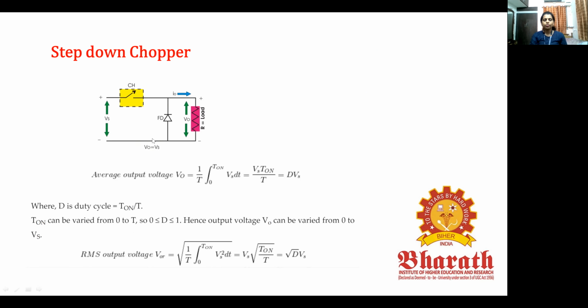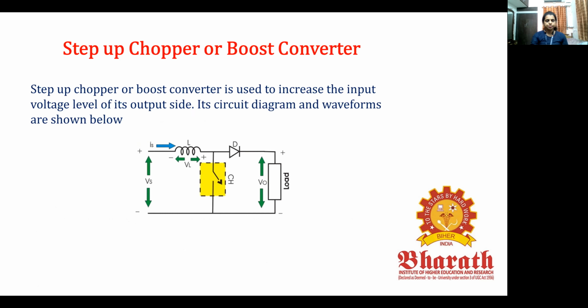And of course, if you have derived the expression for average output voltage, from that you can arrive at the RMS output voltage. It is root of 1 by T into integral 0 to T on of Vs square into dt. If you simplify, we get the expression as root delta Vs or root capital D Vs, where capital D is the duty cycle ratio of the chopper. So this is about the step down operation of chopper.